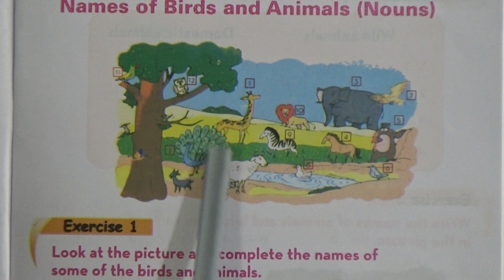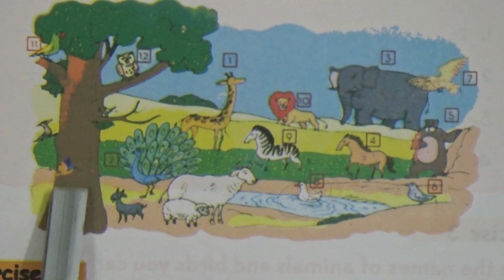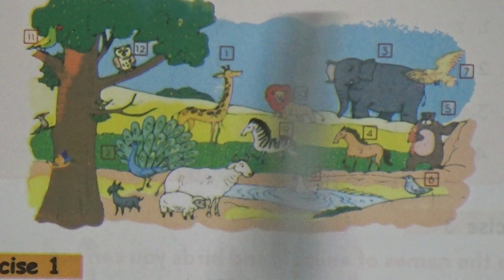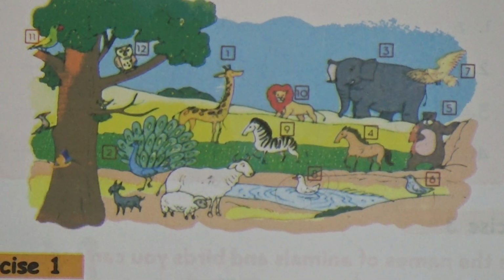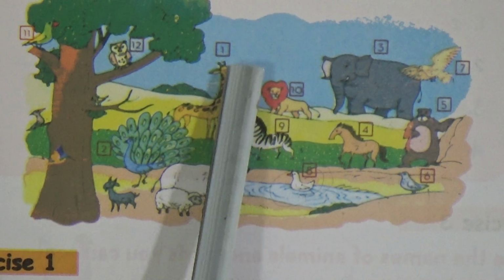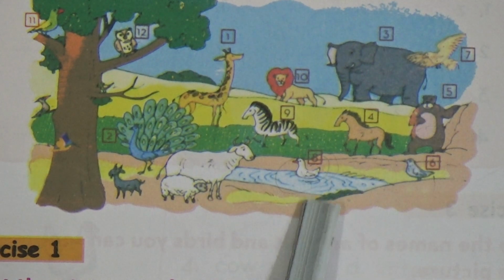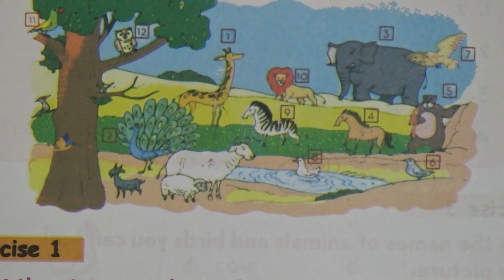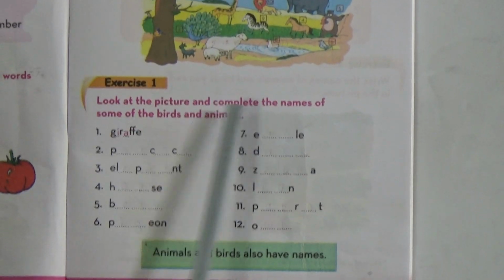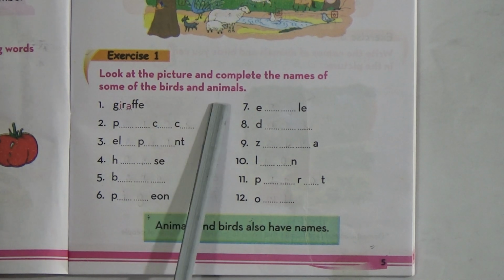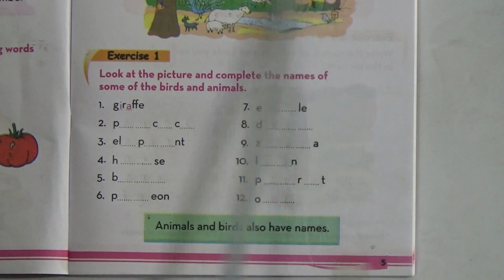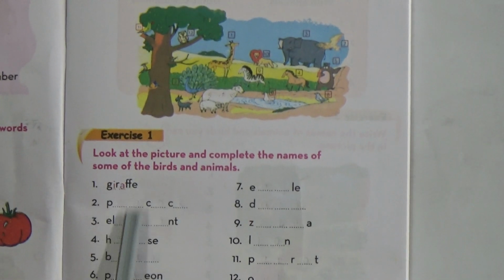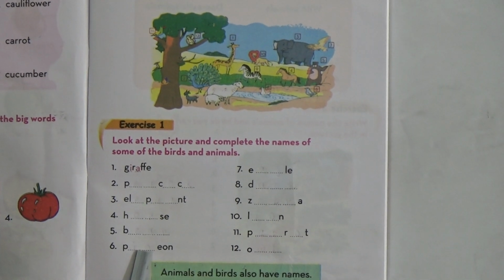Look at this picture, students. What can you see? There are a lot of pictures, and these are birds, lot of animals. So from this, we have to do exercise 1. Students, look in the picture. There are some numbers given for you. You can identify the animals and birds, and you have to fill the gaps with appropriate letter. Exercise 1, look at the picture and complete the names of some of the birds and animals. So you have to look at this picture and you have to fill the gaps with birds and animals name.